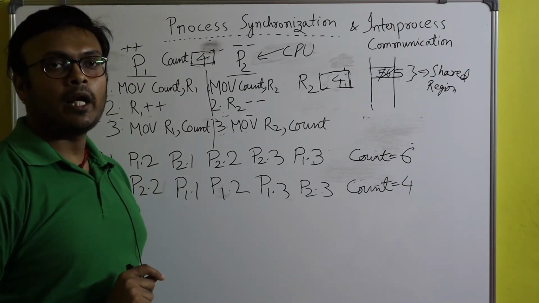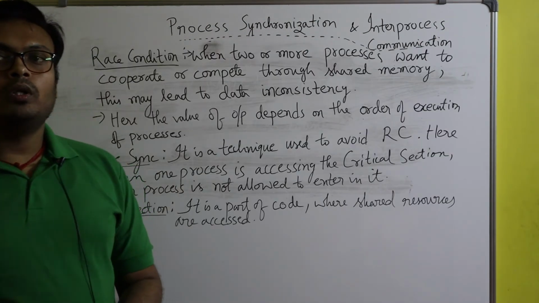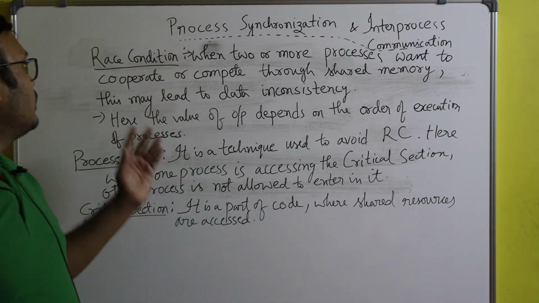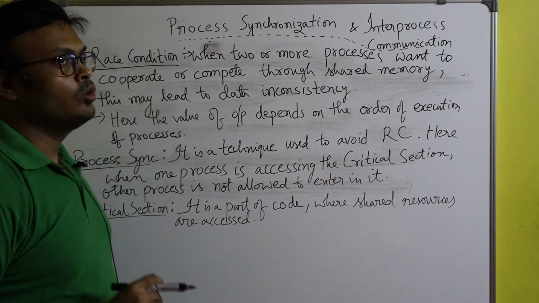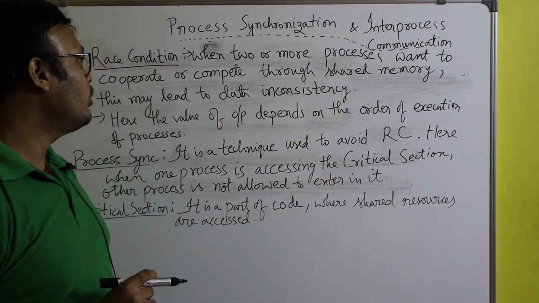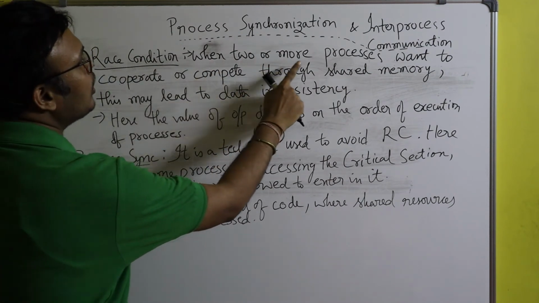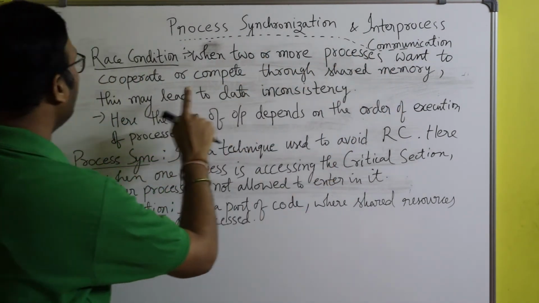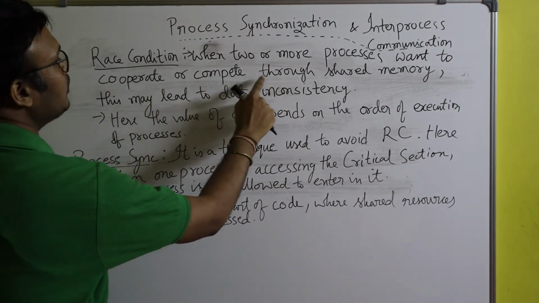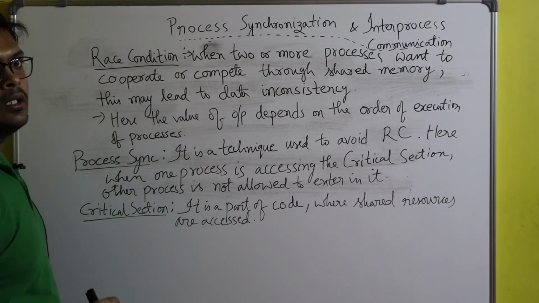So let me write the definition of race condition. Now write down this. I will read it out for you. Race condition. I've already explained the race condition to you, you just write it. When two or more processes want to cooperate or compete through shared memory, this may lead to data inconsistency.